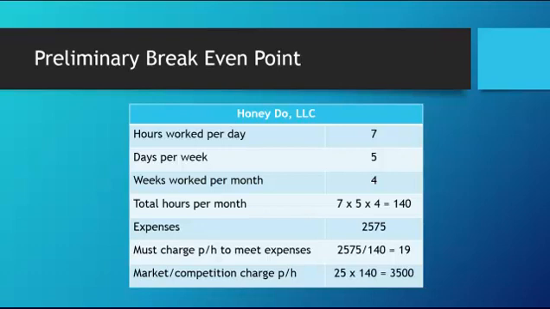So in order to bring in $2,575 within 140 hours, we have to charge at least $19 per hour. That's our break-even point. So we have to charge that just to stay afloat. We know that the market and that customers are willing to pay more, and we know that competition charges more. So we average all of that into being about charging $25 per hour. For the same number of hours, that brings us to $3,500, so approximately $1,000 more.